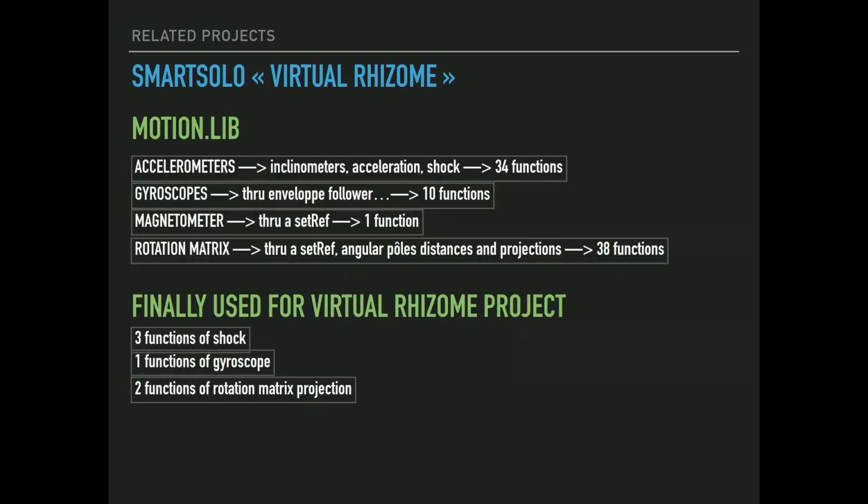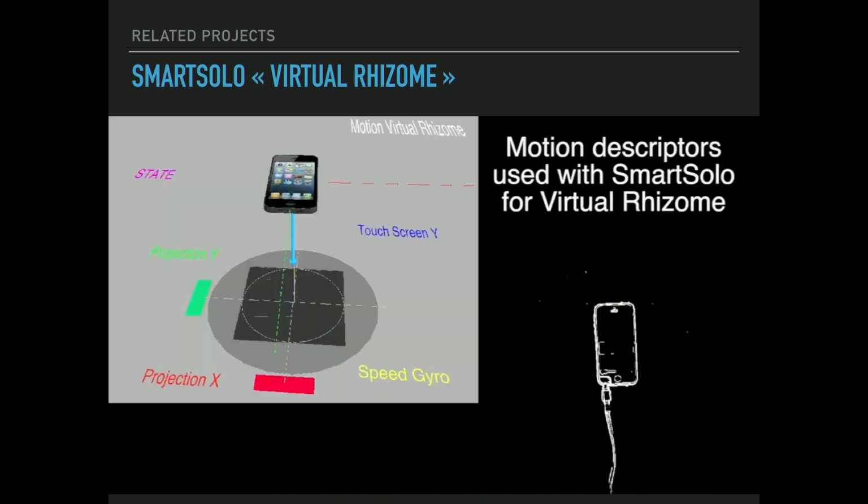Virtual rhizome. So finally, from the MotionLib we have many functions, but finally we use very simple functions. I can show you the basics of the motion we use. Okay, I finish.